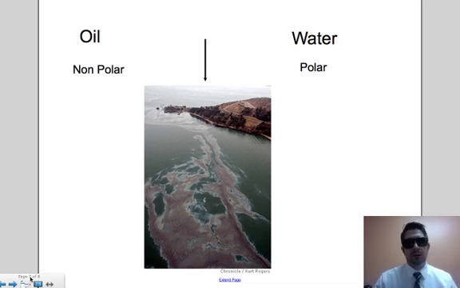Likes dissolve likes. We'll be doing an experiment that's going to use this technique to help us determine whether or not a molecule is polar or non-polar.